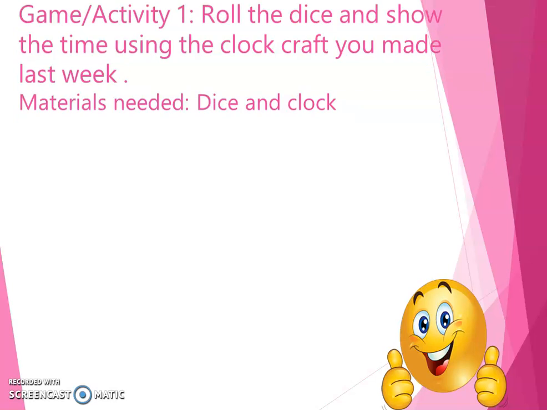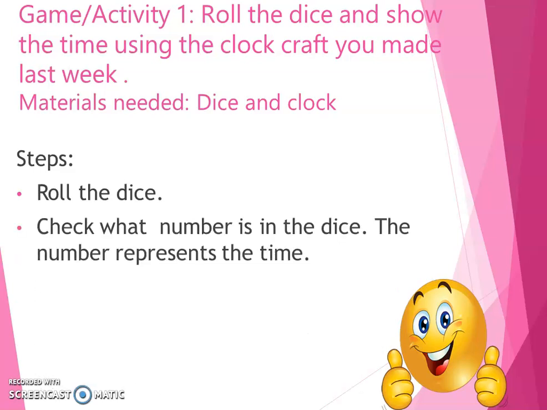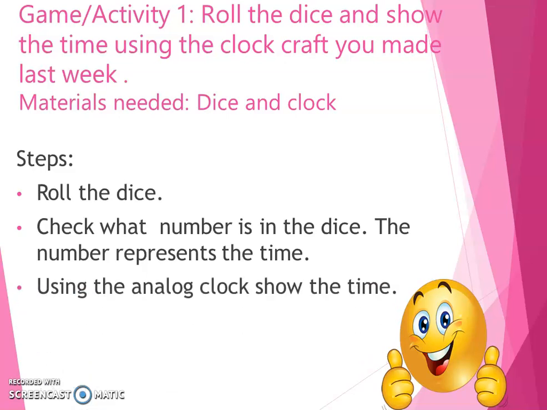Okay? The first game, the title is, Roll the dice and show the time using the clock you made last week. The materials needed are dice and clock. Here are the steps to do the game. First, you need to roll the dice. Second, check what number is on the dice. The number represents the time. Using the analog clock, show the time.